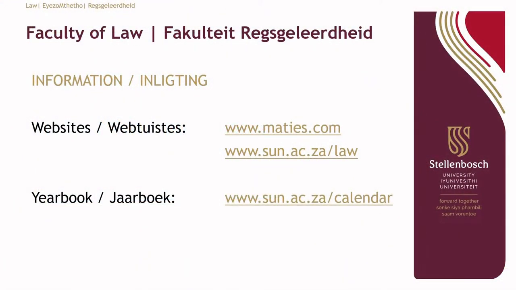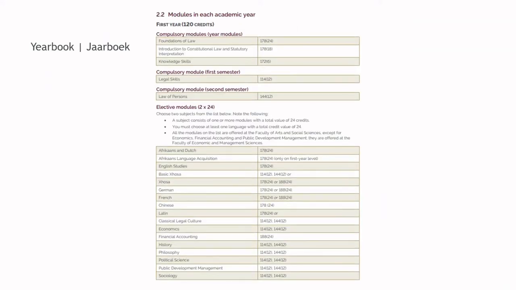I've got some information for you, specifically where you can find information. A lot of your questions related to admission requirements and how to prepare for your programs and what the programs look like. So on the slide you see that the main web page that you will visit to do your applications, and then also the Faculty of Law's own web page, which is sun.ac.za/law. And then, very important, you will find all the program information, including module descriptions, in the faculty yearbook, which you can find under sun.ac.za/calendar. Now, this is typically what you can find in the yearbook.